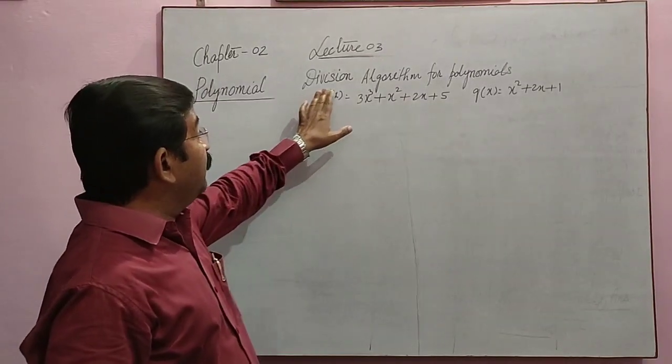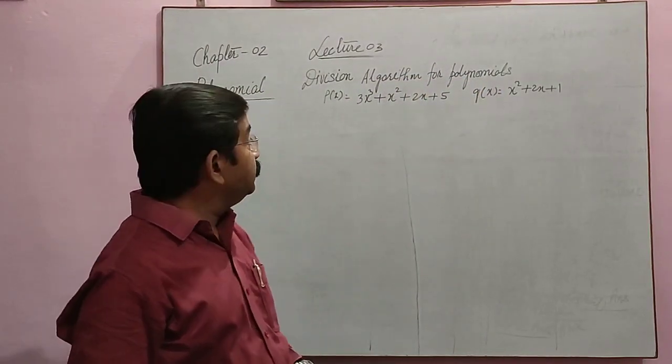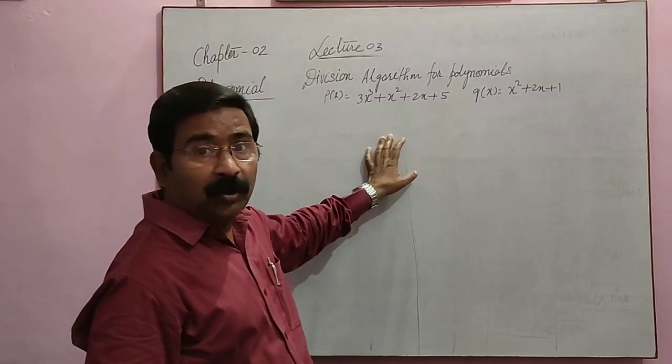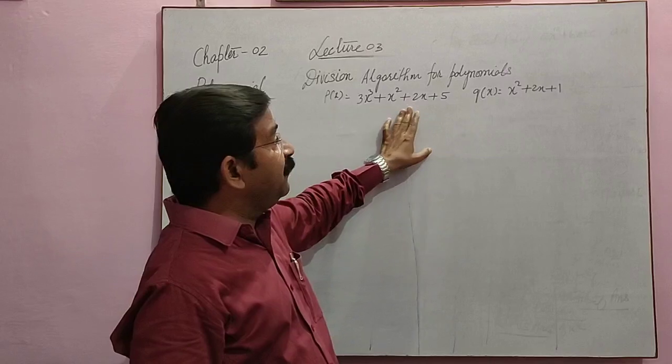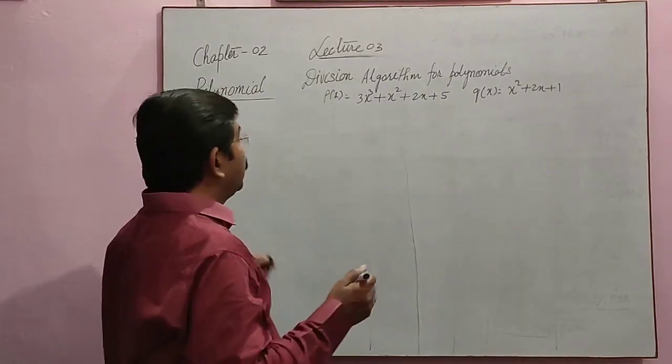Now, division algorithm for the polynomials. What is this? It means we will be given 2 polynomials and one of them is the dividend and the other is the divisor. I think you remember this.